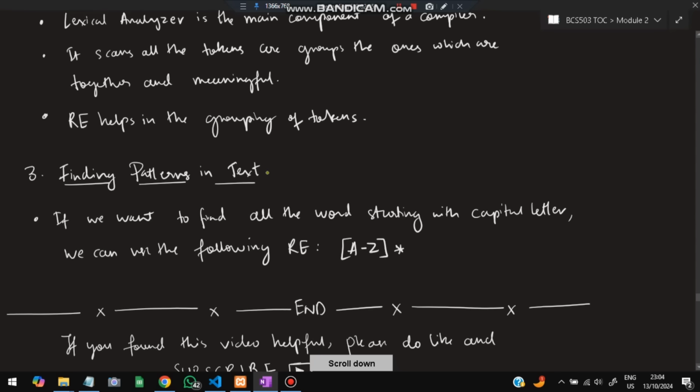The last one is finding patterns in text. For example, if you want to find all the words that start with a capital letter, we can use the following regular expression. We can denote A to Z, all the capital letters, then anything can come or nothing can also come. So based on this small regular expression, we can find all the words which are starting with a capital letter. So these are the three applications. Very important question from the exam point of view.